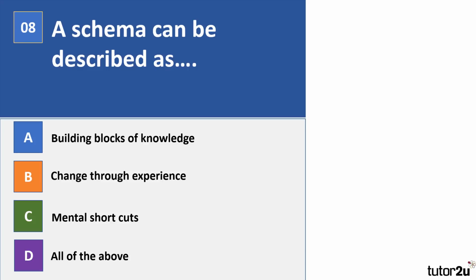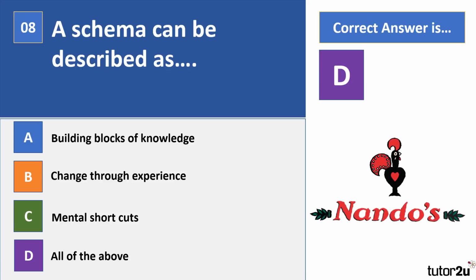So a schema can be described as, is it A, building blocks of knowledge, B, change through experience, C, mental shortcuts, or D, all of the above? So pause the video. Right, the correct answer there is D. So schemas are in the cognitive approach, and they're basically a cognitive framework. They allow us to organise and interpret information. We develop them through experience, and they affect our cognitive process, and that's how we process information.